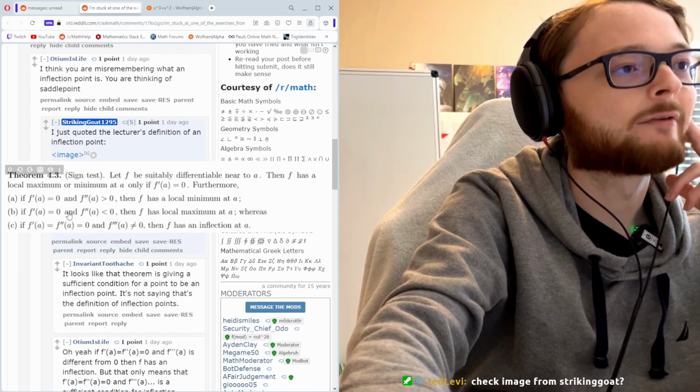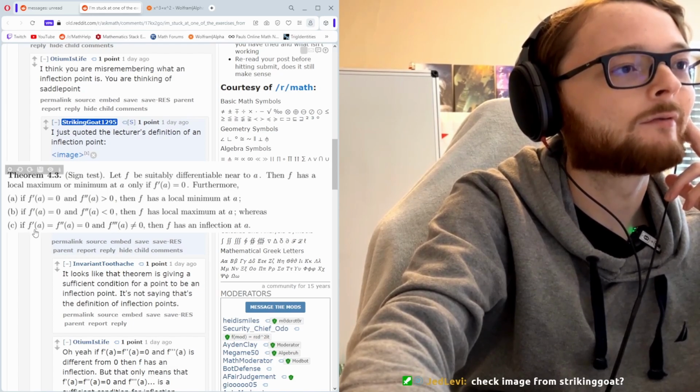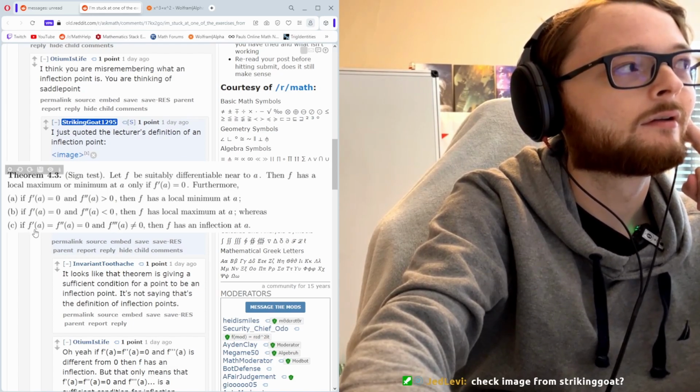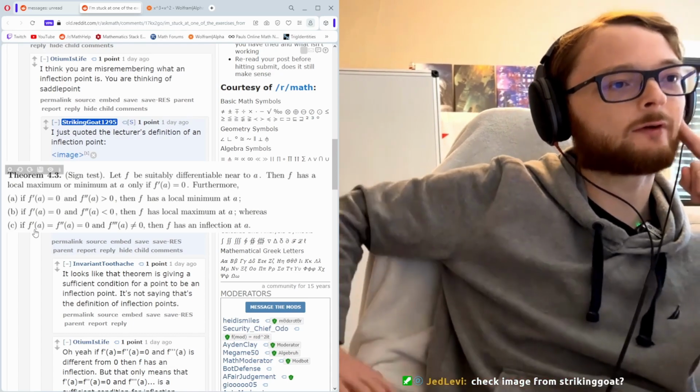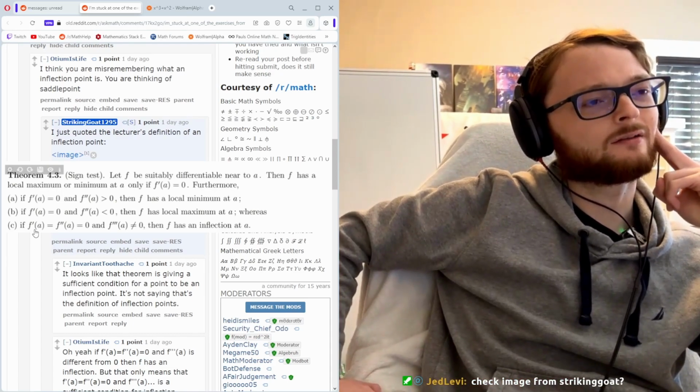Okay, these are the normal definitions for minimum and maximum for A and B. For C, wait, the first derivative has to be 0 for an inflection point. That can't be right.